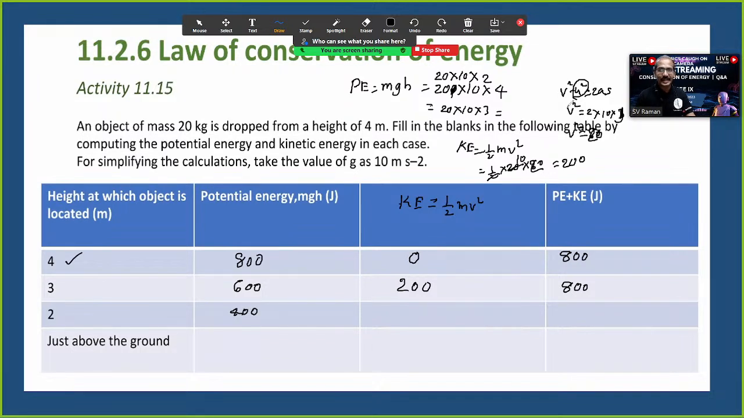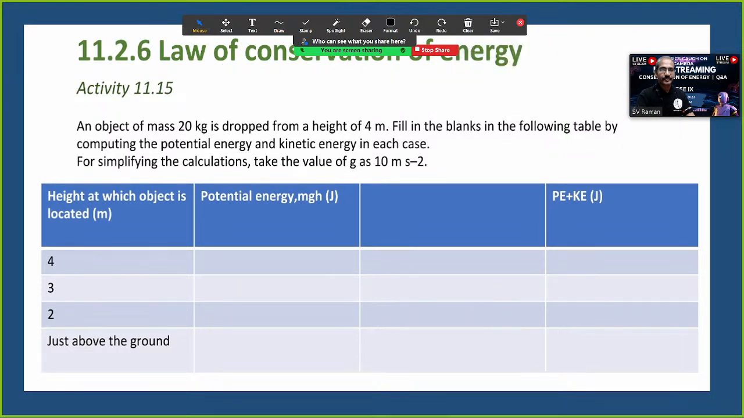What about kinetic energy? K is equal to half into m into v squared. Again v squared value we can calculate. v squared is equal to u squared plus 2as. So 2 into g value 10 into s value, 4 minus 2, which is 2. So which comes to 40. So 40 you can substitute here. So half into m value 20 into 40. So 400. So again 400 plus 400, 800. So the total energy remains the same. Clear?